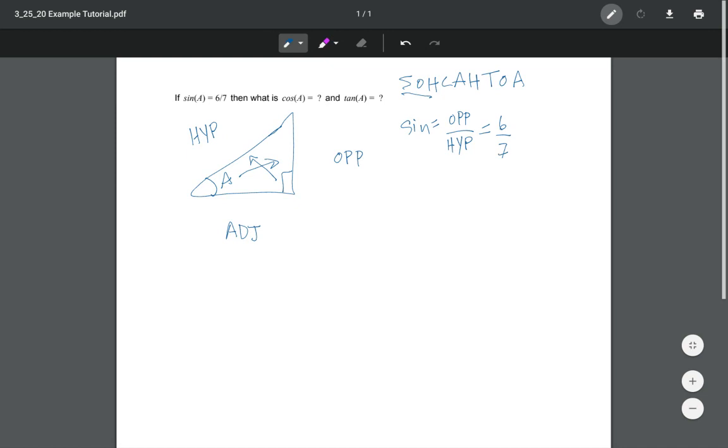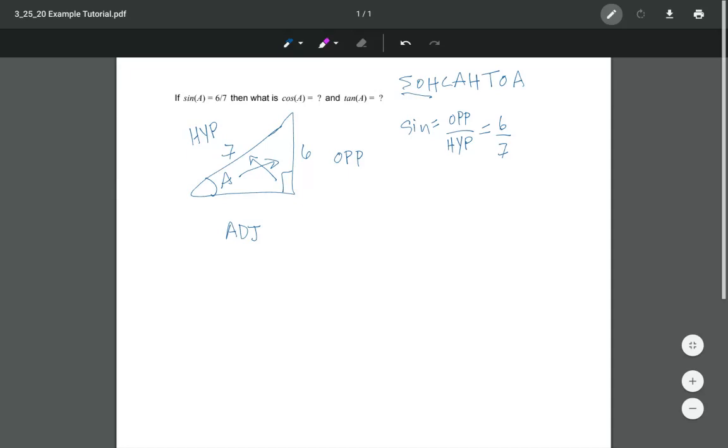So the 6 in the numerator position tells me that my opposite side has a length of 6. So from my reference angle, we said this was the opposite over here. So I'm going to write in a 6. And I know that the hypotenuse, which is the denominator position, is a length of 7. So I can put that in as well. Okay. So I have a 6. I have a 7. The side length we don't know is our adjacent side. So that is what we're trying to find.